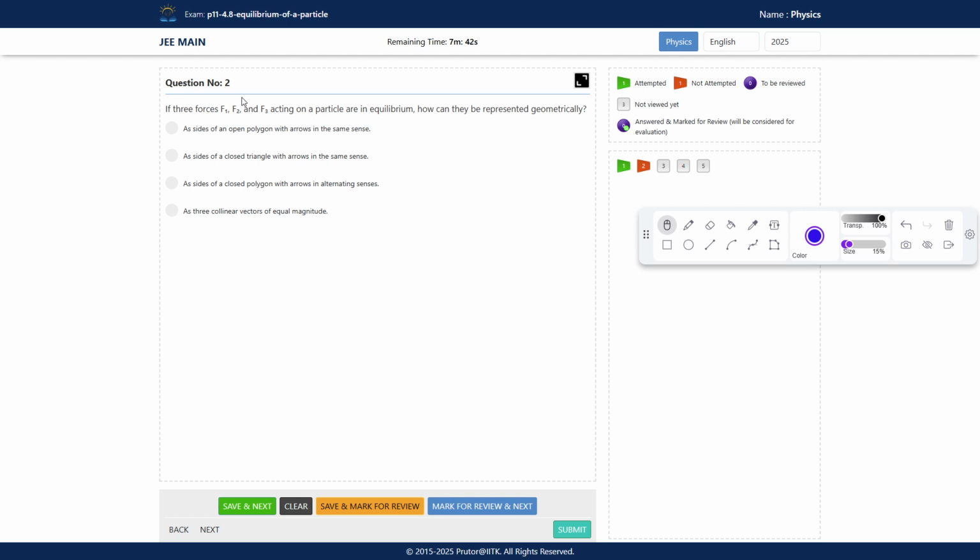If three forces F1, F2 and F3 acting on a particle are in equilibrium, how can they be represented geometrically? Option A, as sides of an open polygon with arrows in the same sense. B, as sides of a closed triangle with arrows in the same sense. C, as sides of a closed polygon with arrows in alternating senses. D, as three collinear vectors of equal magnitude. Please answer.